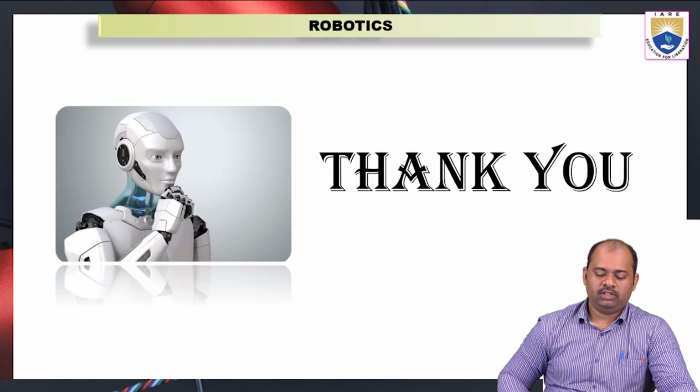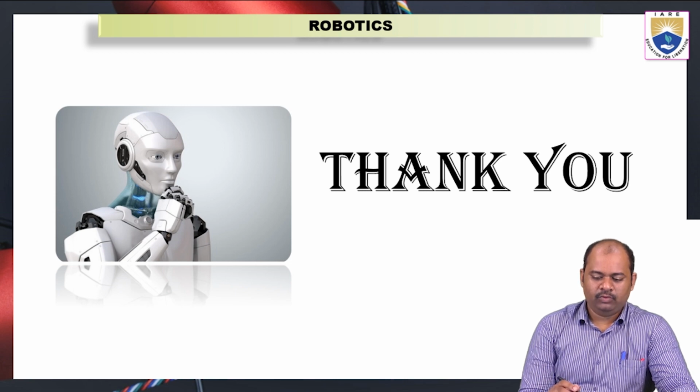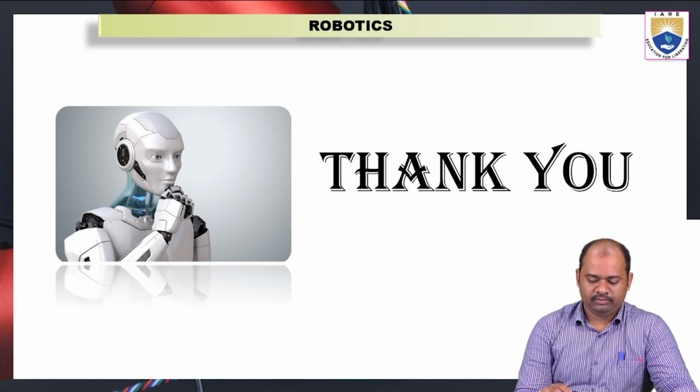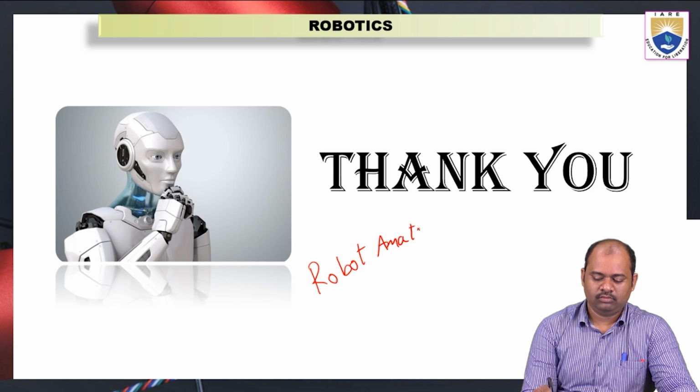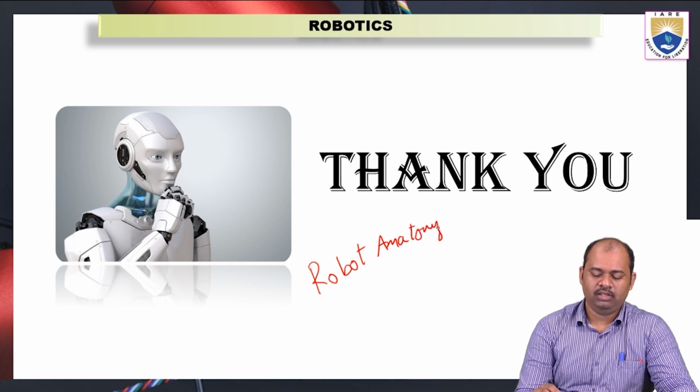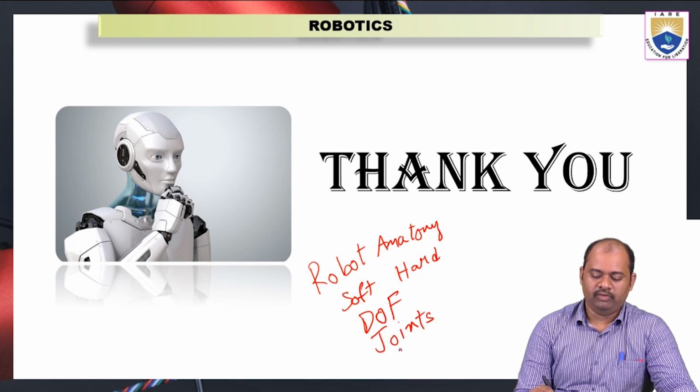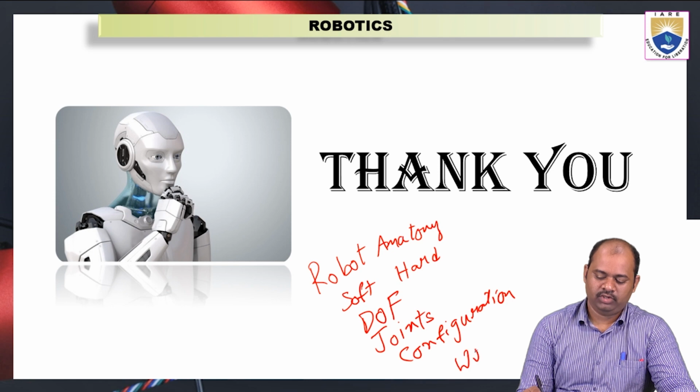So that's all for today. And so far we have discussed robot anatomy, soft and hard automations, what is degrees of freedom, what are the different joints used in robots, what are the different configurations used in robots, and what is a robotic wrist. We have seen all these topics.